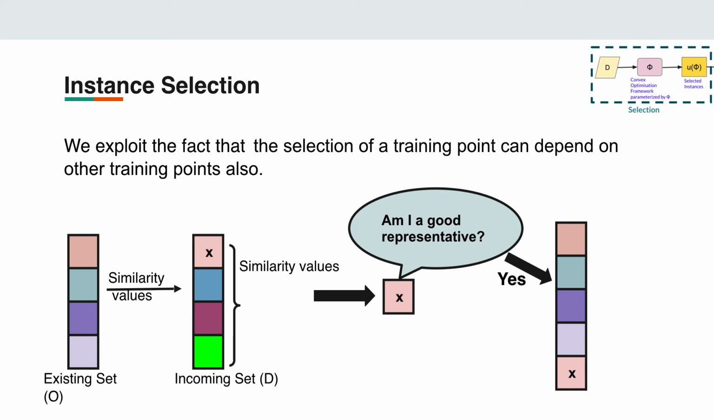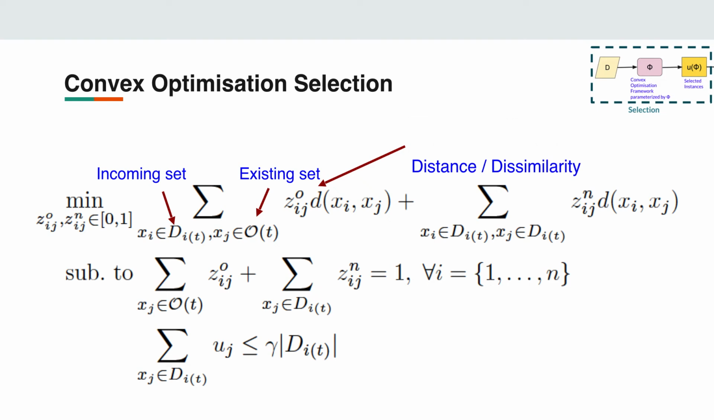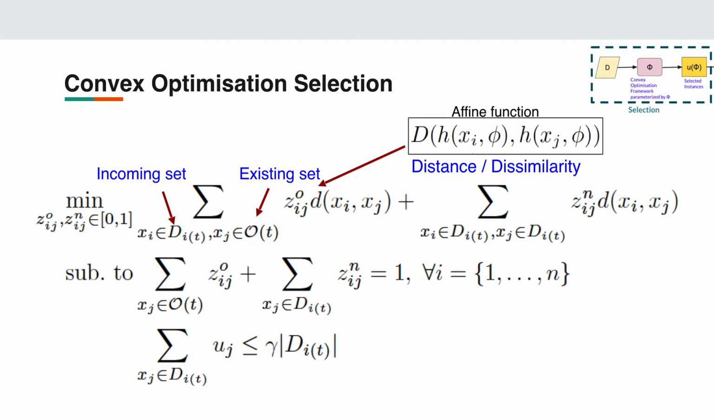This idea is illustrated in this formulation where D is the incoming set, O is the existing set, and this is the dissimilarity function, which is represented as a distance matrix between the embeddings of a pair of instances parameterized by phi. One thing to note here is that this distance function is an affine function, which will eventually help us in differentiating through the optimization framework. We call phi the selection parameter since it will be used in the selection of instances and later updated too. The details of this optimization can be found in the paper.